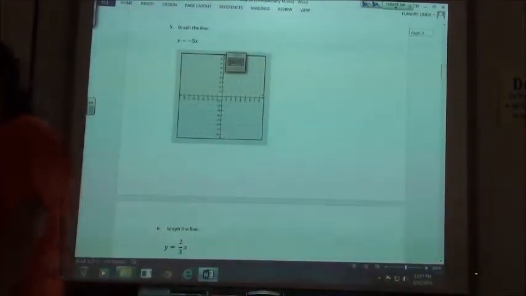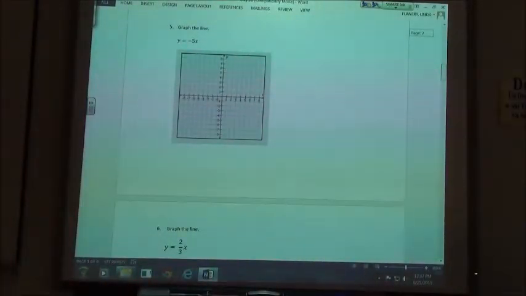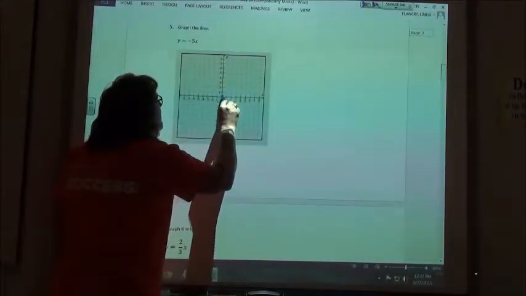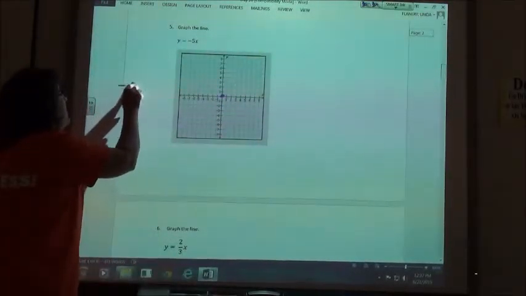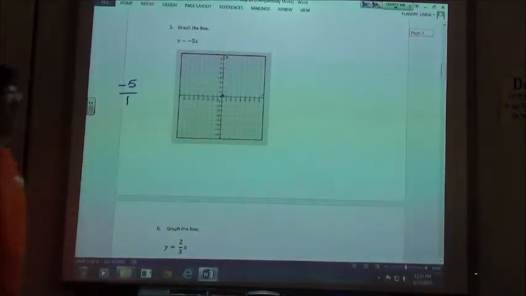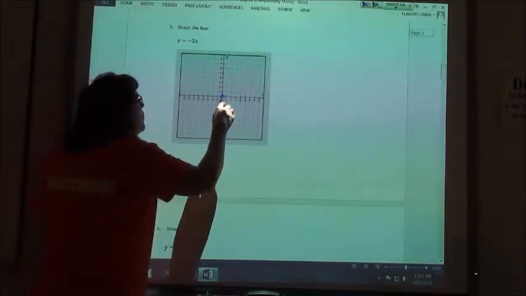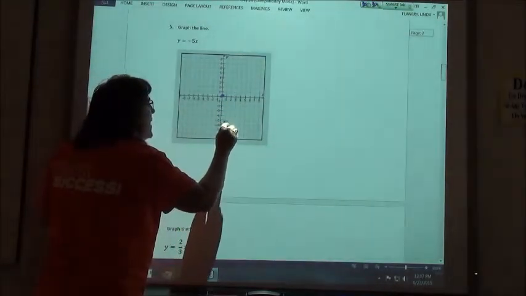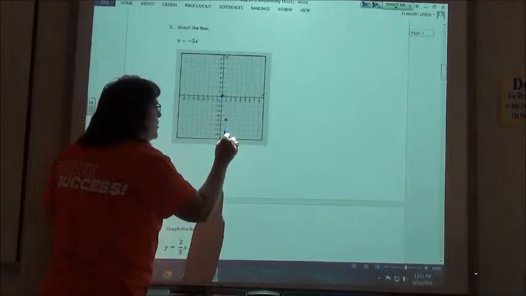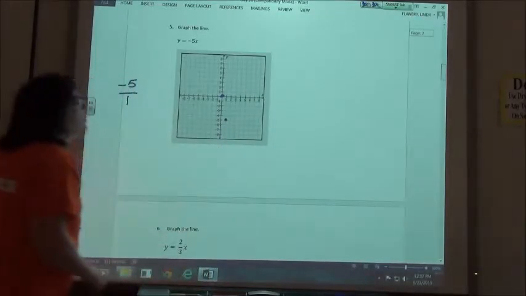So on number 5, my y-intercept is at 0. My slope is negative 5. If my slope is negative 5, from that point I could just go down 5 and over 1 to the right. The bottom number I always like to make positive. So 1, 2, 3, 4, 5 down and over 1. Probably can't go 5 down and over 1 on this graph.